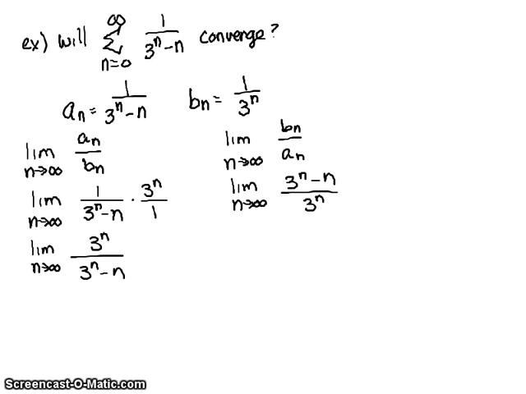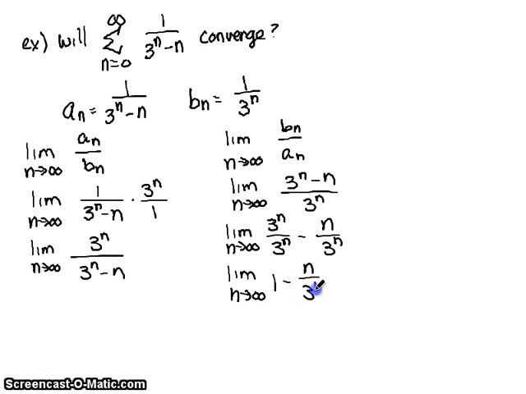Now, on the surface, one of them doesn't really look better than the other, but when you think about it, we can simplify the second one a little bit better, the one where we use b of n over a of n, because we have an STD. This is going to allow us to rewrite our limit as 3 to the n over 3 to the n minus n over 3 to the n, which is going to be the limit as n goes to infinity of 1 minus n over 3 to the n.